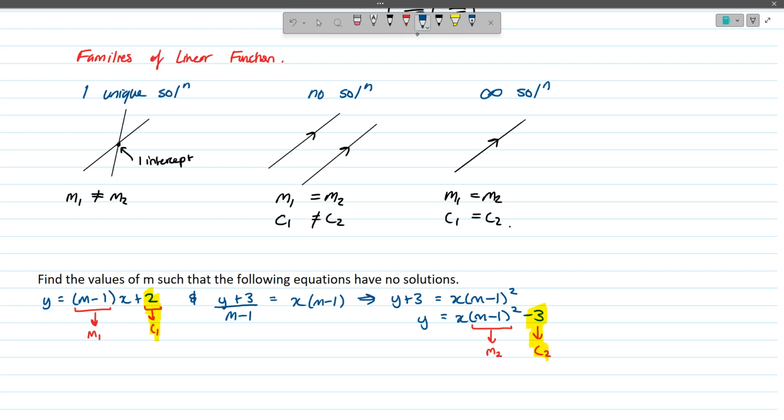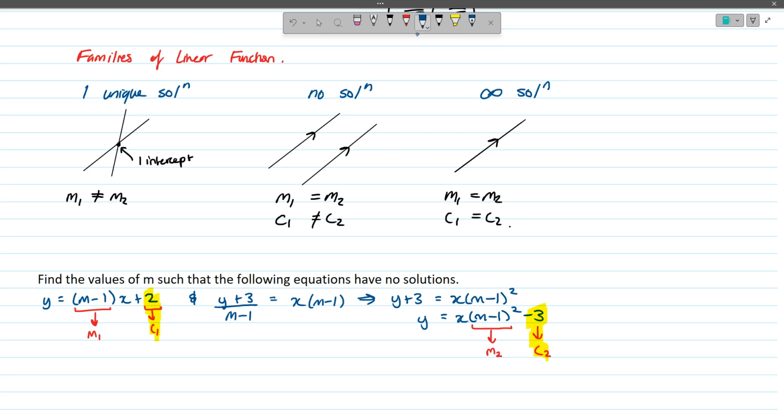Now, it can also be noted that this pair of equations can never have infinite solutions because their c's will never be equal. 2 and negative 3 are fundamentally different terms. If we had m on 2 or m on negative 3, for example, then we could make it work. But in this case, it is impossible for there to be a value of m such that there are infinite solutions. So that means the same line.